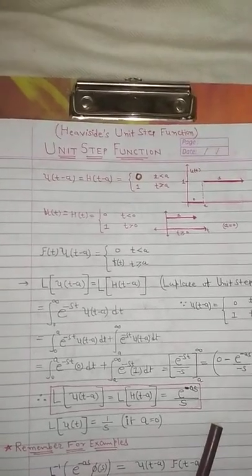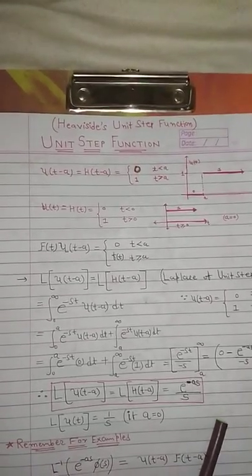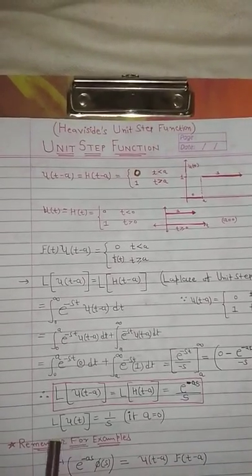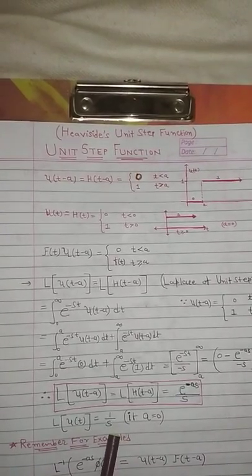If we take a equal to 0 on both sides, then Laplace of u of t, that means the Laplace of 1, is equal to 1 by s.